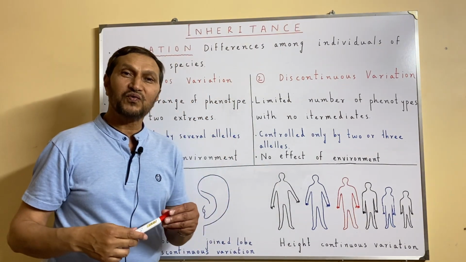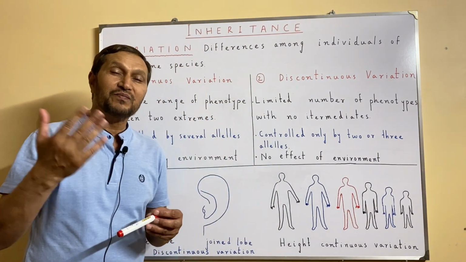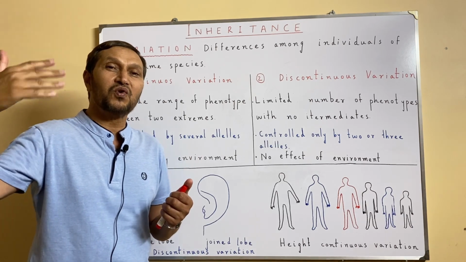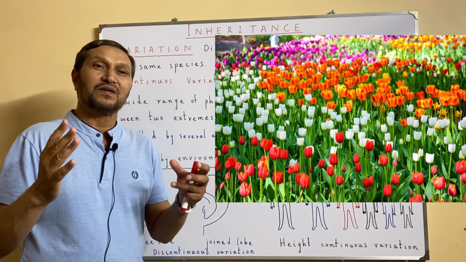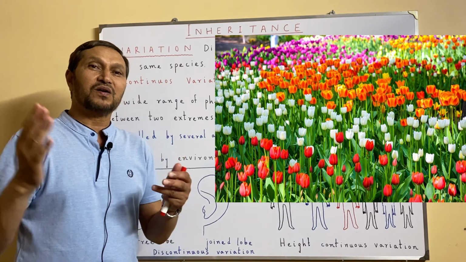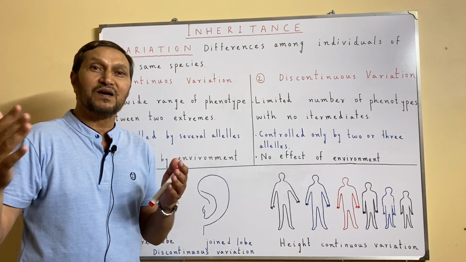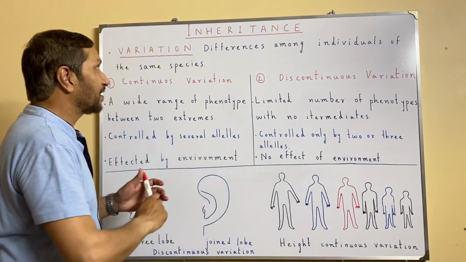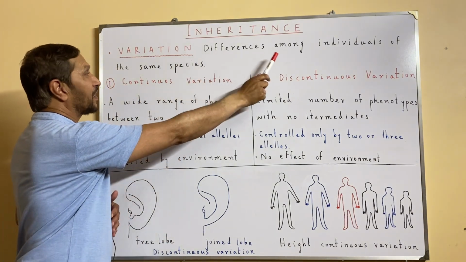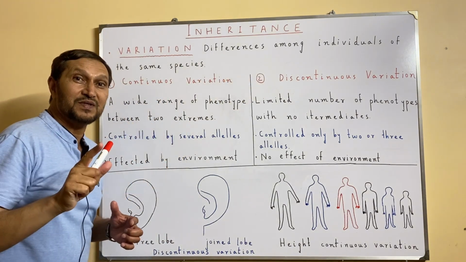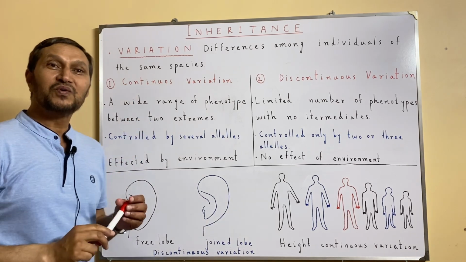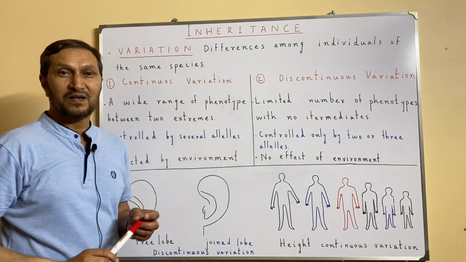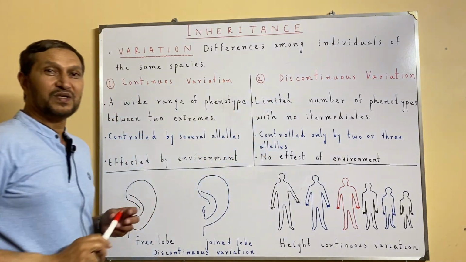If we talk about variation, you might have observed there are so many shades and colors of tulip flowers, or so many shades and colors of rose flowers. So this is variation, the differences among individuals of the same species. There are two types of variation. One is continuous variation and the other is discontinuous variation.